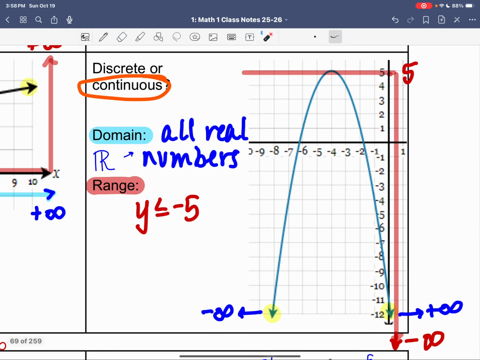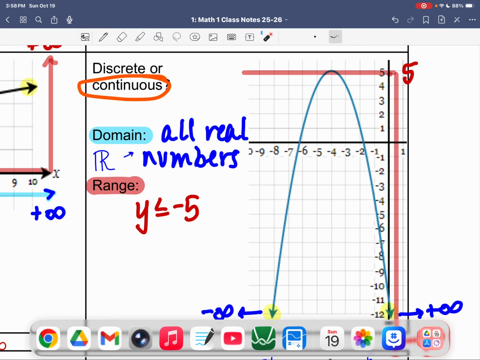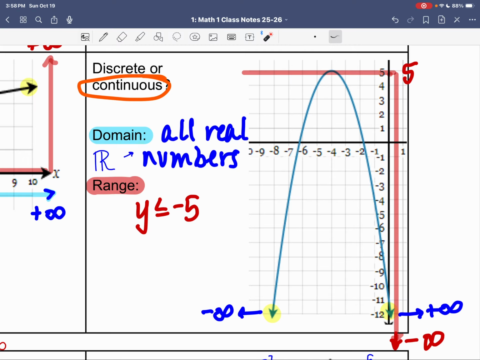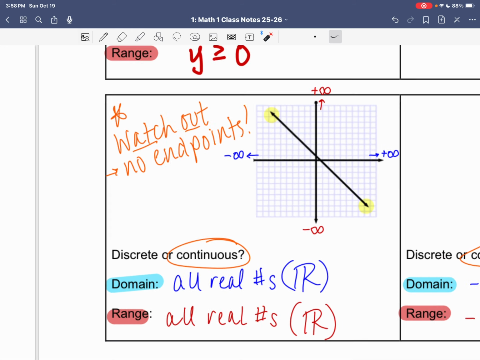Another way you may see it written, it looks like an R with a double line. And so that means all real numbers. Now your y, it stops right here, but it's going to go on forever. So we say it's going to be less than or equal to -5 since it's pointing downwards. So this is your y, which is going to go to negative infinity here. So that's why we say this. So just be careful and watch for those arrows.